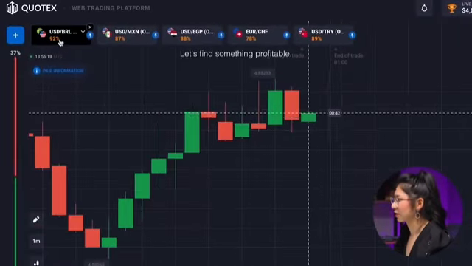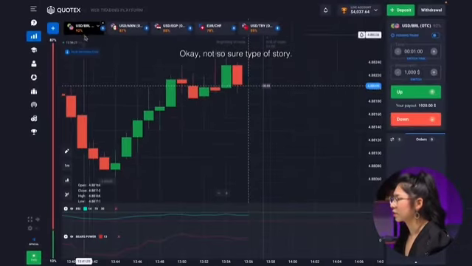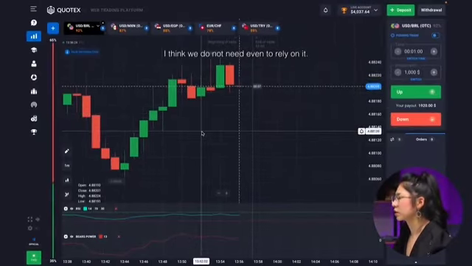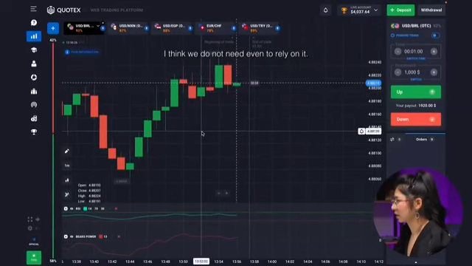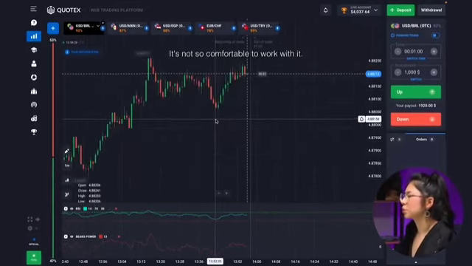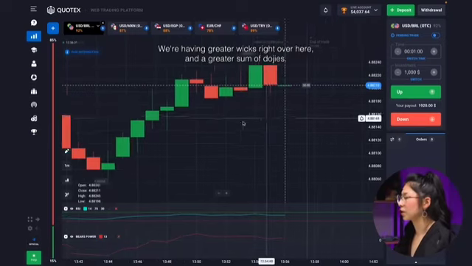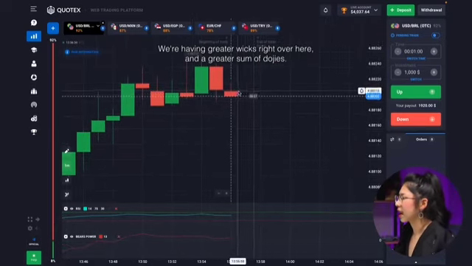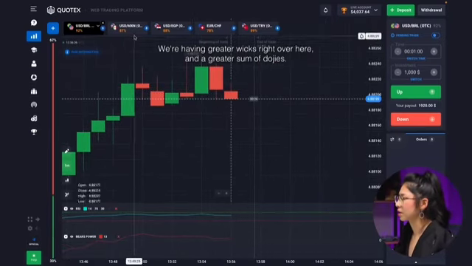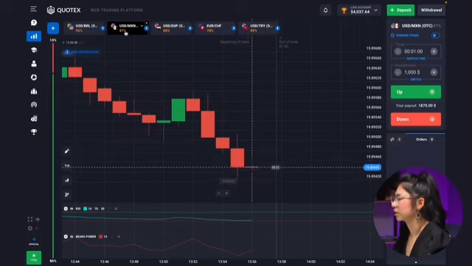Let's find something profitable. Okay, not so sure type of story. I think we do not need even to rely on it. It's not so comfortable to work with it. We're having greater wicks right out over here and greater sum of dodges. Let's go to the second one.